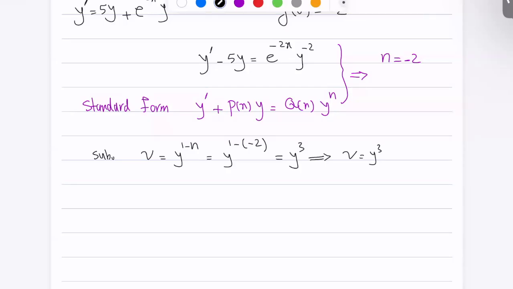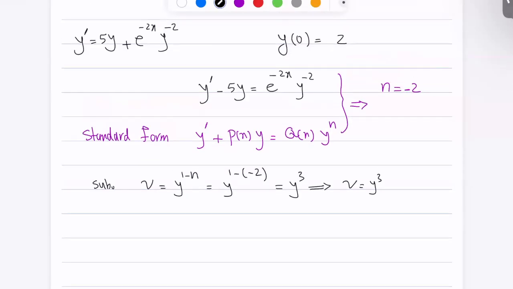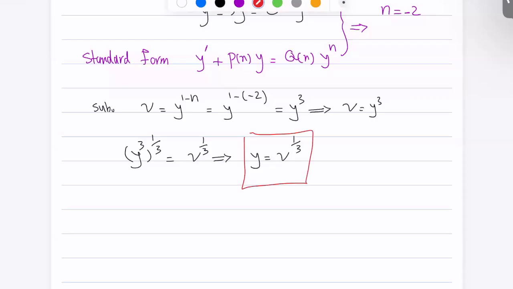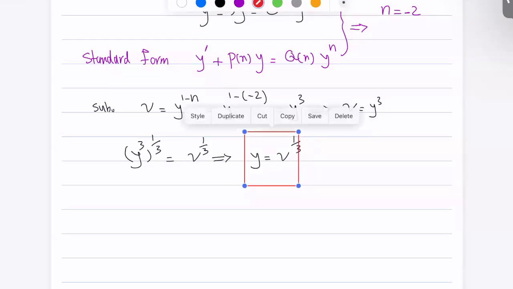So we have v in terms of y, but what we want to do now is rewrite the differential equation in terms of v, because we know that will turn into something that's easier to solve. So I need y in terms of v. How do I do that? Well, I can just raise this y cubed to the power of 1/3, because that will give me y equals v to the 1/3. This is the first thing we need, very important.